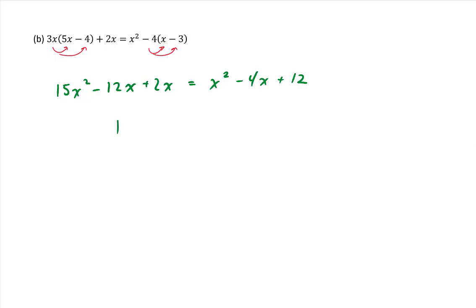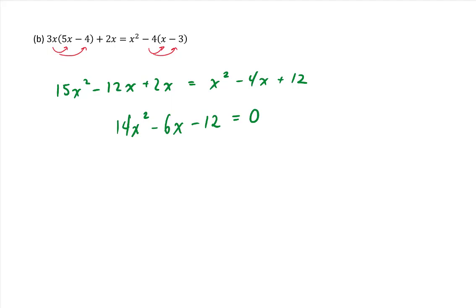So I'm going to end up with 14x squared if I subtract the x squared from the right side. If I collect like terms, negative 12x plus 2x gives me negative 10x. Adding 4x to both sides gives me negative 6x. And then subtracting 12 from both sides gives me negative 12 on the left side.